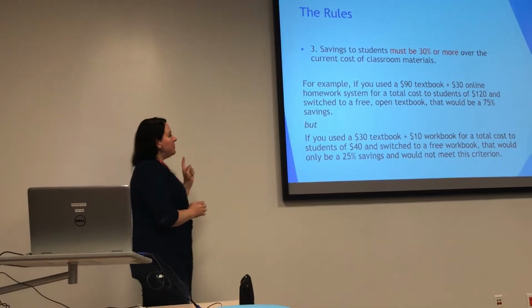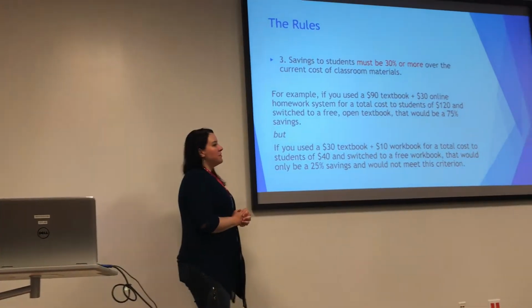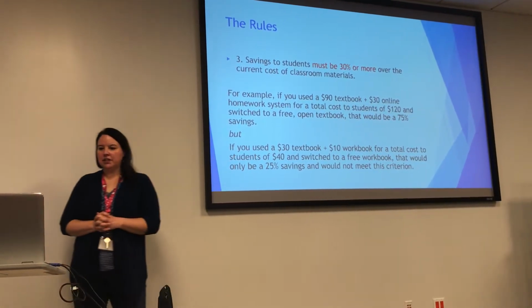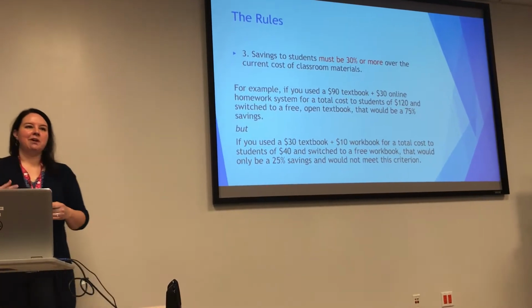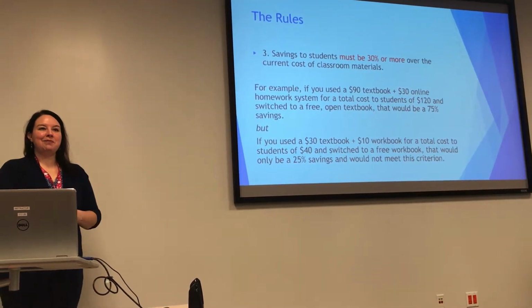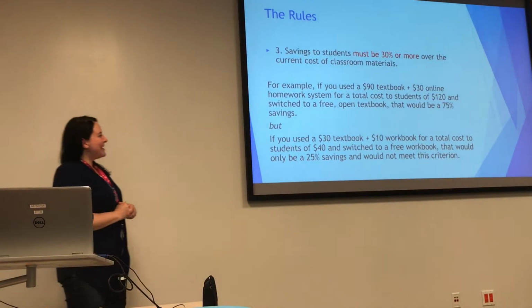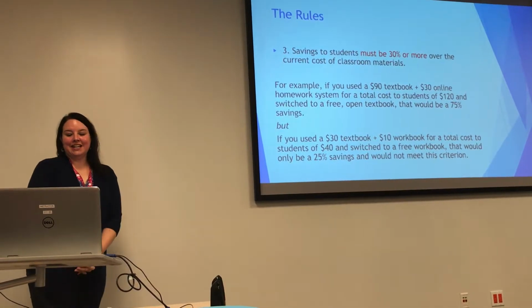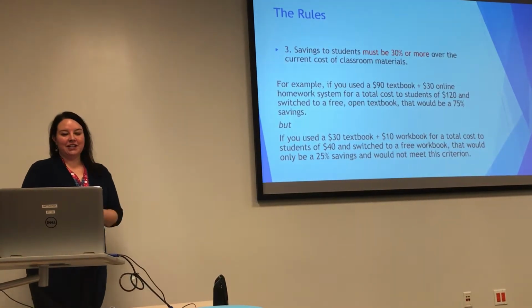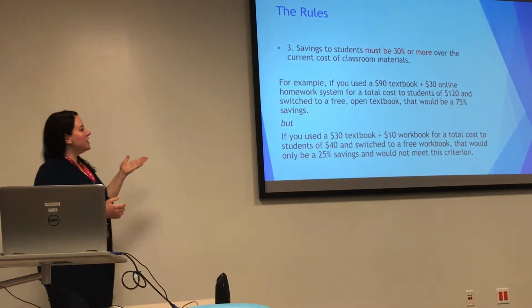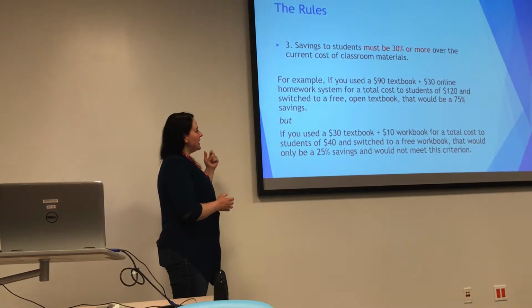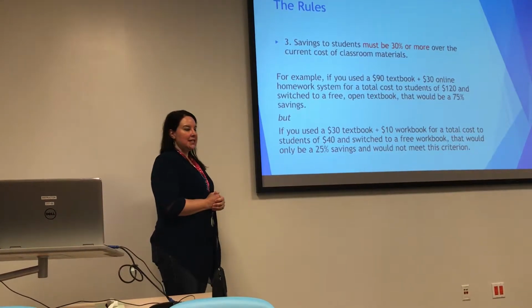Now, another key point of the grant is the savings to our students must be 30% or more over the cost of current classroom materials. So I have a couple of word problems here. It was really helpful when I had my math professor in class yesterday. He totally got this. So if you use, for example, a textbook that is $90 and you have a $30 online homework system, the total cost for your students would be $120. If you switch to the free open textbook, that would be a 75% savings.